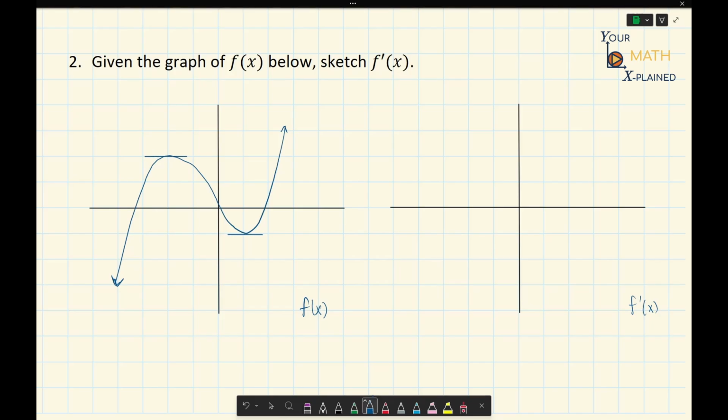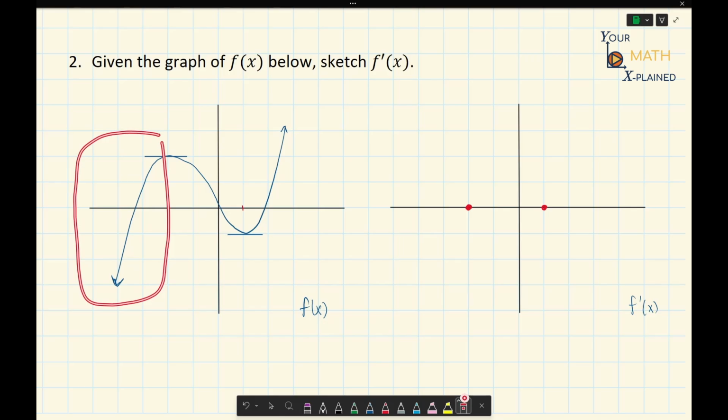So that means if there's a horizontal tangent there, then f prime of x must be equal to 0 at those points. The first one is roughly around -2, and the other one is around +1. So f prime of x is going to have a value of 0 at those two x values.